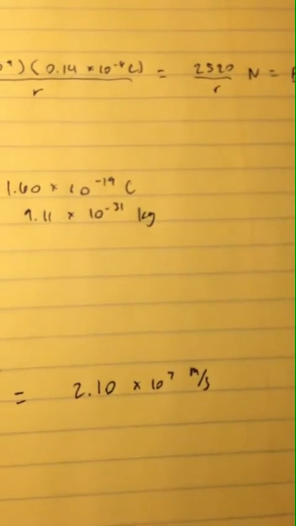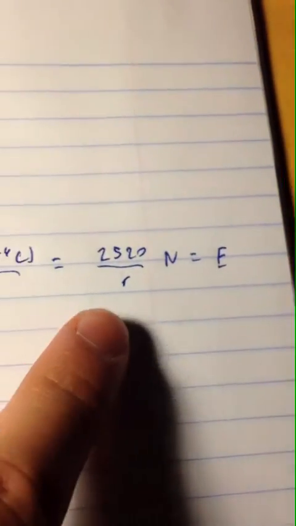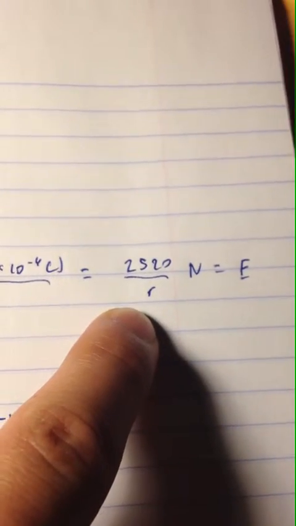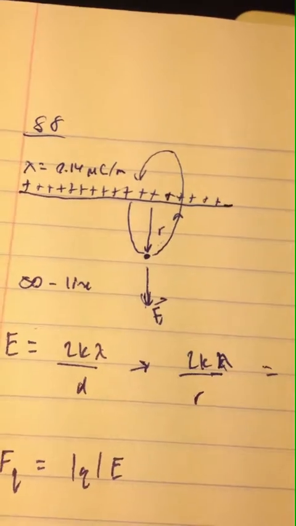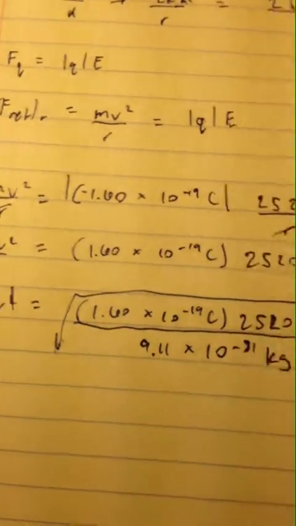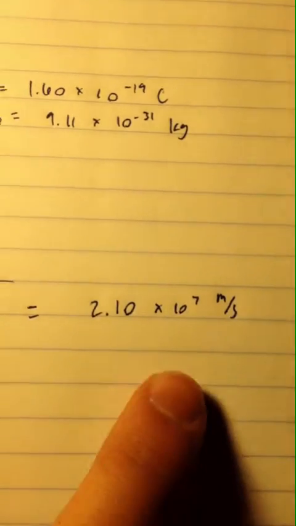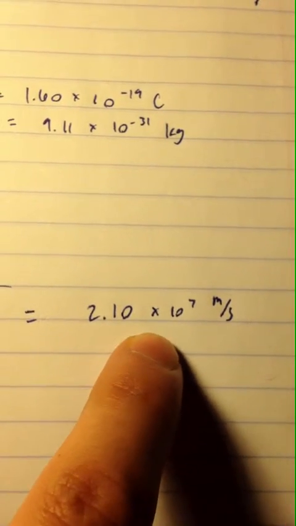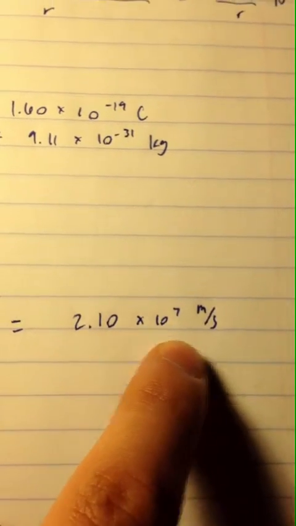So once again, the answers are: the magnitude of the electric field is 2520 over r, in the direction perpendicular away from the charged wire, and the velocity of the charged particle, the electron, is 2.10 times 10 to the 7th meters per second.